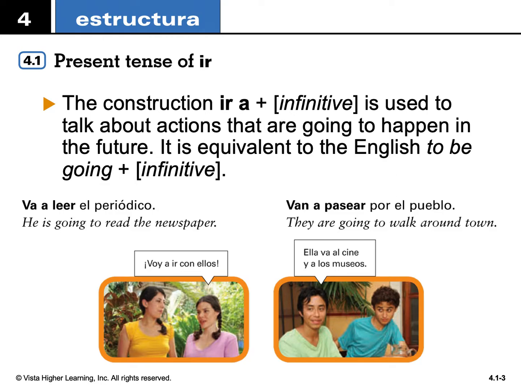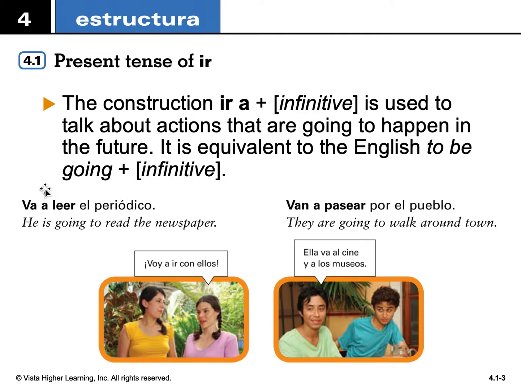The construction ir plus a plus infinitive is used to talk about actions that are going to happen in the future. It is equivalent to the English to be going plus the infinitive. So, va a leer el periódico. He is going to read the newspaper.